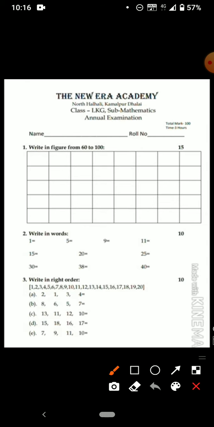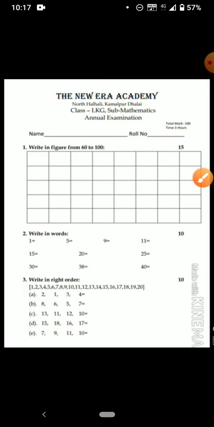So let's begin first with the first Roman. Write in figures the numbers from 60 to 100. They ask you to write 60 to 100 numbers in these boxes, like 60 to 100 up to here. Like we are going to learn 60, 61, 62, 63, 64, 65, 66, 67, 68, 69, 70, etcetera.